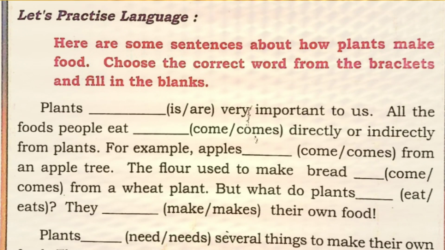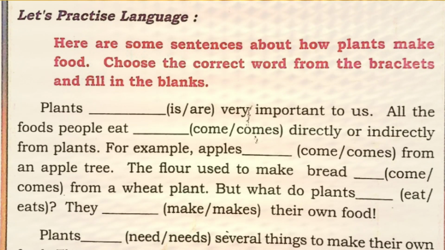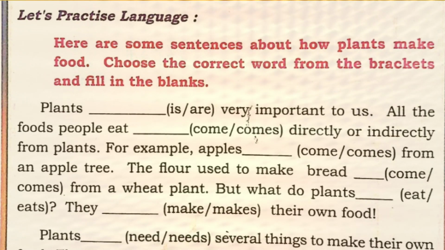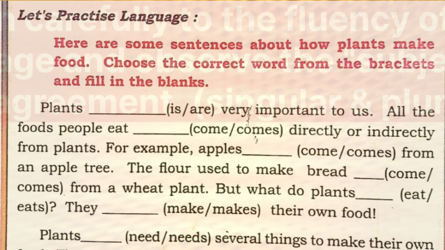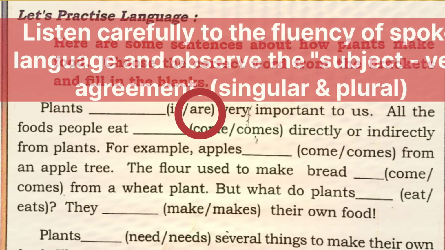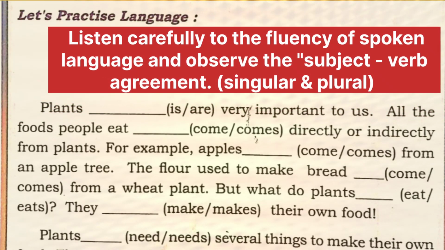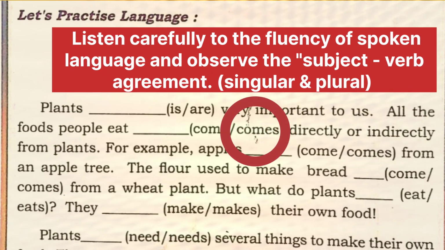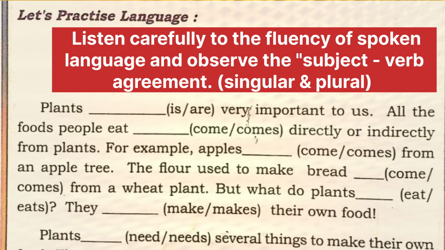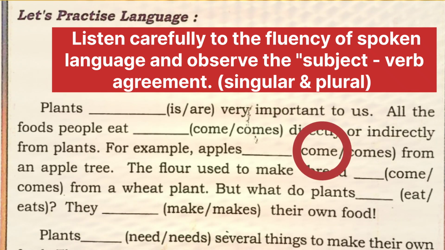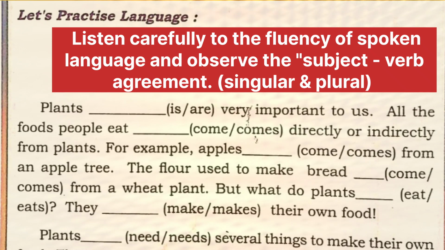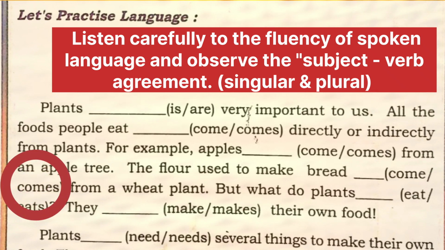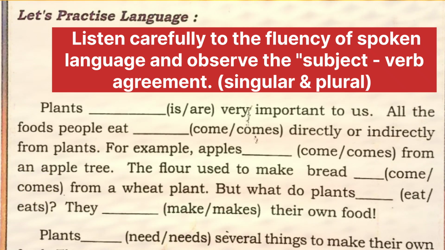Let's practice language. Here are some sentences about how plants make food. Choose the correct word from the brackets and fill in the blanks. Plants are very important to us. All the foods people eat comes directly or indirectly from plants. For example, apples come from an apple tree. The flour used to make bread comes from a wheat plant.